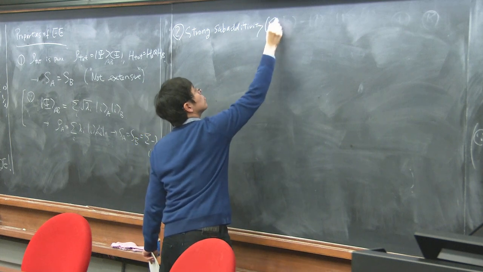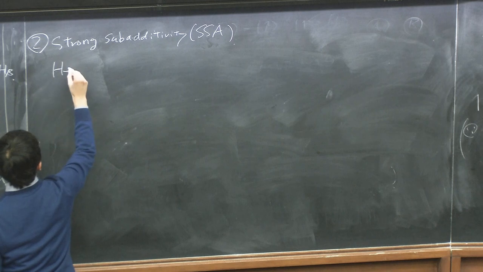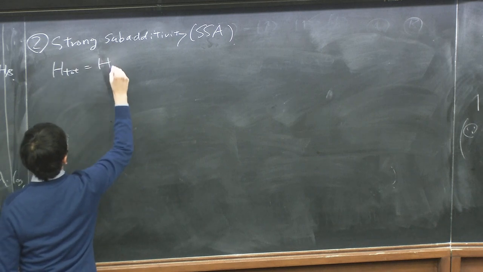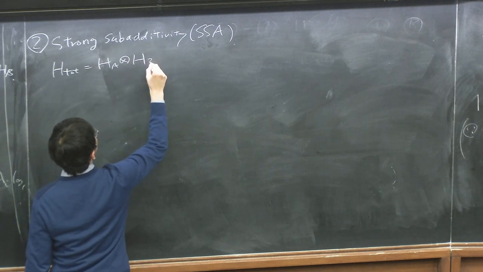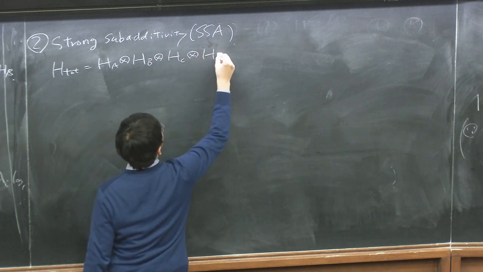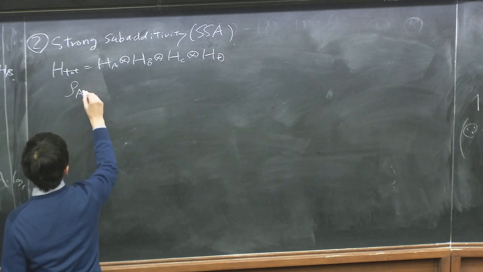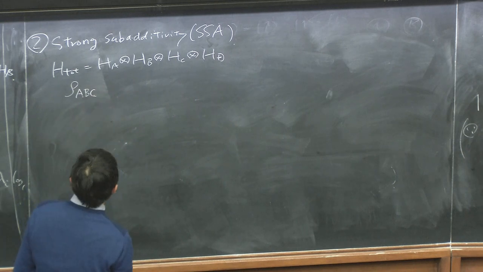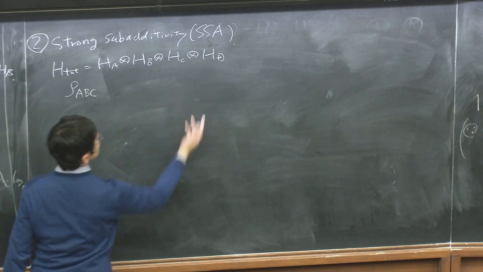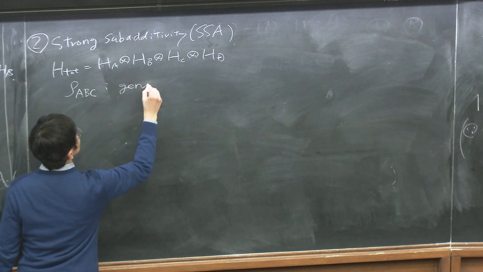So simply, we write it SSA. This is an inequality when we have some system that composes A, B, C, and we can assume also some other system D. And we can think about some density matrix, rho ABC. If we trace out this D, then we get a mixed state. This is a general mixed state.